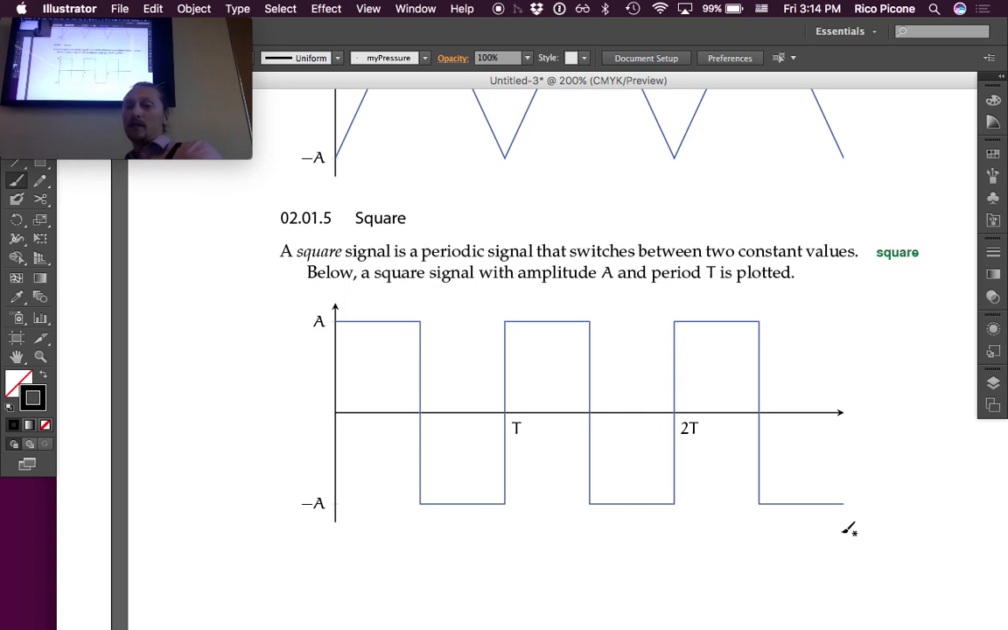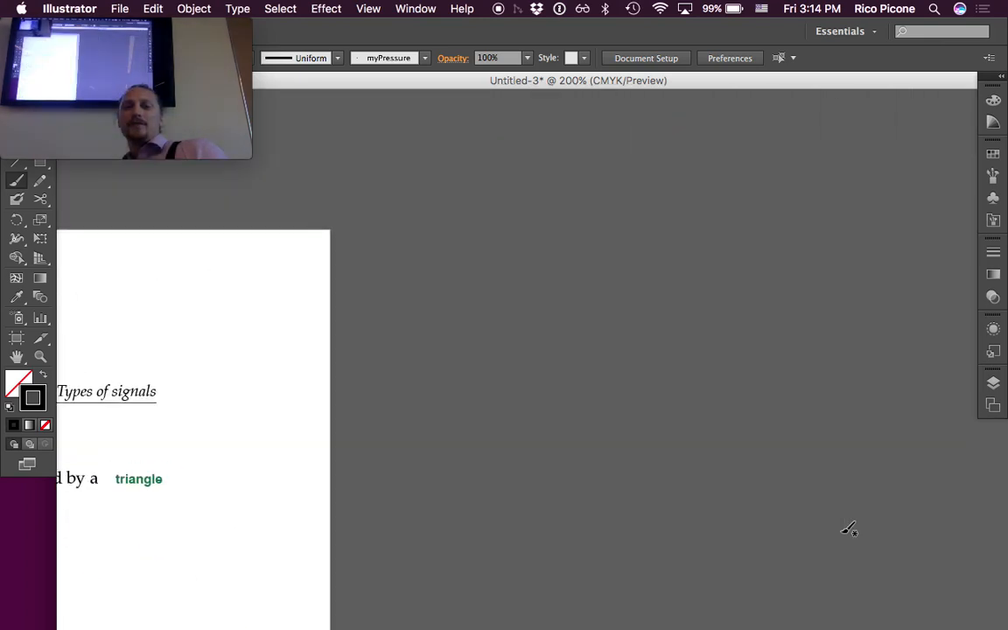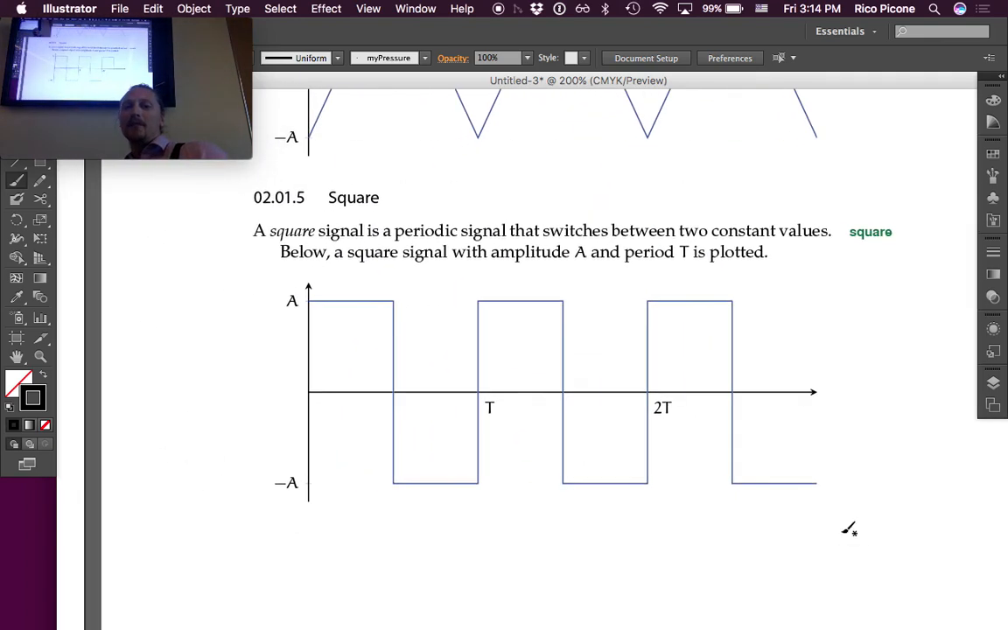The square signal is a periodic signal that switches between two constant values. Below, a square signal with amplitude A and period T is plotted, going from plus A to minus A, back and forth forever. That's a square signal. All right, that's all that I had for these. I just wanted to introduce those because we're going to start using them in this next lecture, which is really cool. Any questions on signals, sines, square waves? Okay, sweet.